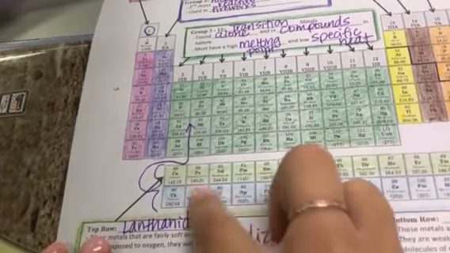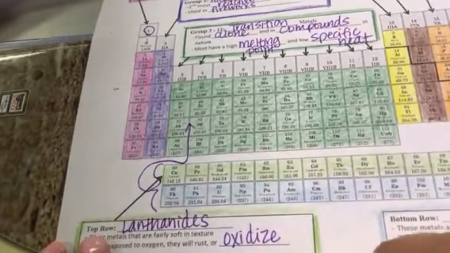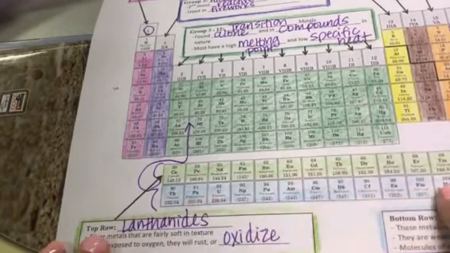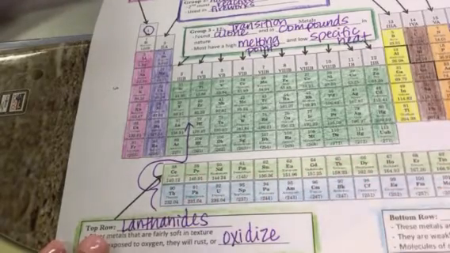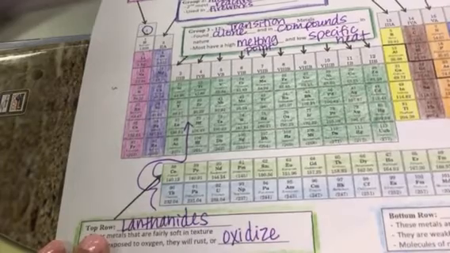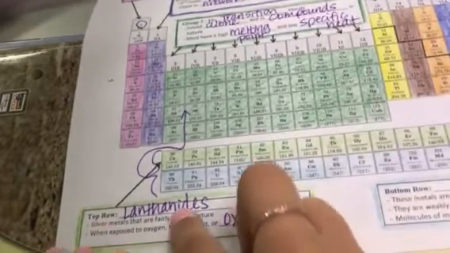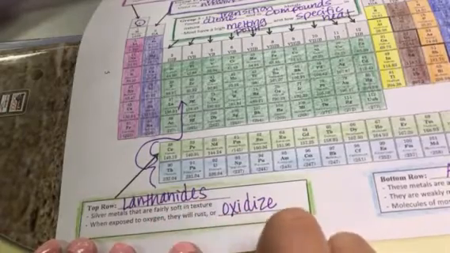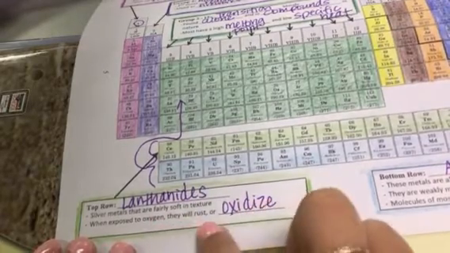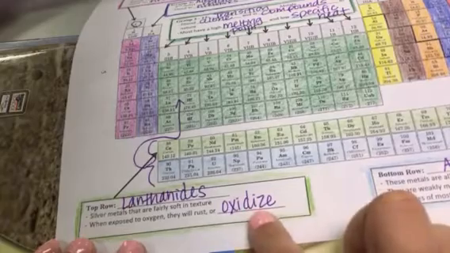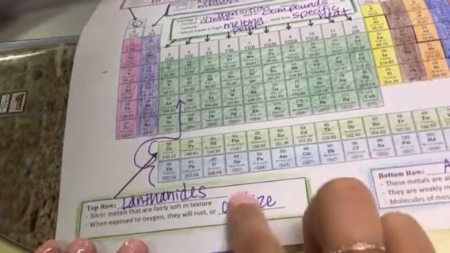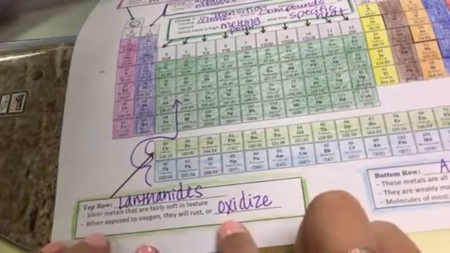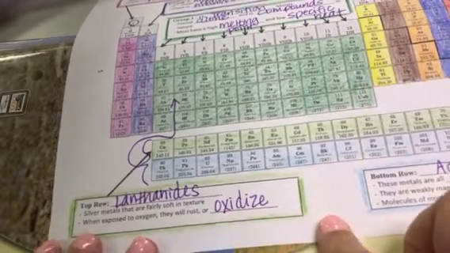These guys have their own unique properties unto these groups. The lanthanides have similar properties, the actinides have similar properties, and so they are removed from the rest of the periodic table, but they are metals. The top row, the lanthanides, are silver metals. They have a soft texture, and when they are exposed to oxygen, they rust, or the other term is oxidize. Your stem oxy refers to oxygen. So that's one unique characteristic of the lanthanides.